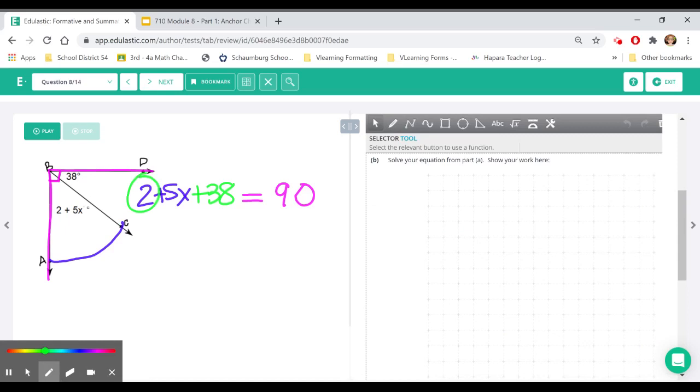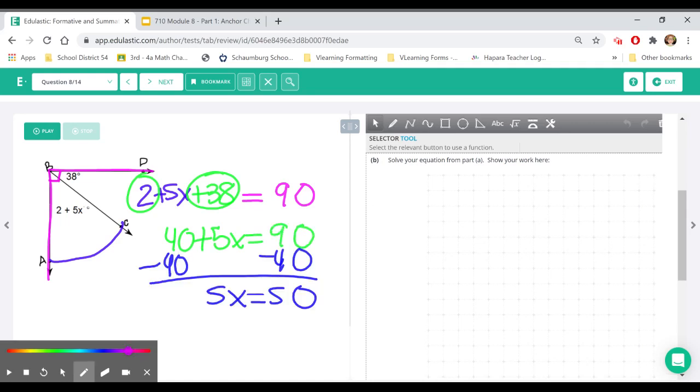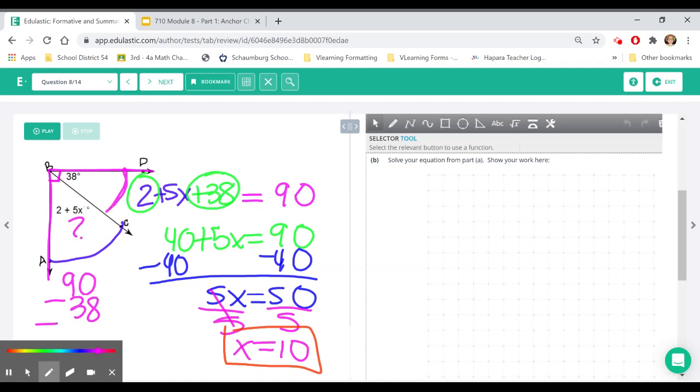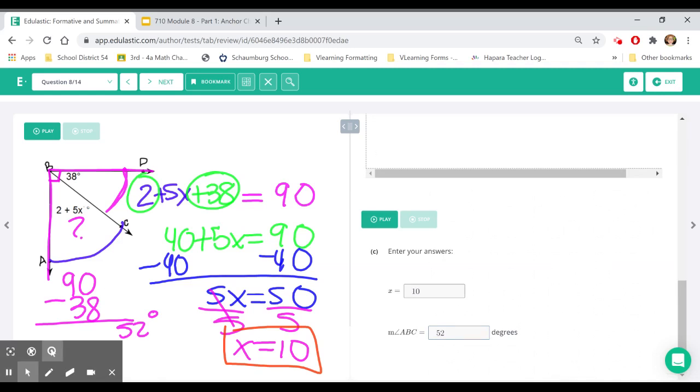So if we combine like terms 38 and 2, that's 40 plus 5x. This becomes a 2-step equation. First step, subtract 40. Second step, divide. You get x is equal to 10. And since this whole thing is 90, if we subtract away this 38 degrees, we're going to get this angle here of 52 degrees. You will lose points on the test tomorrow if you do not show your work for this.